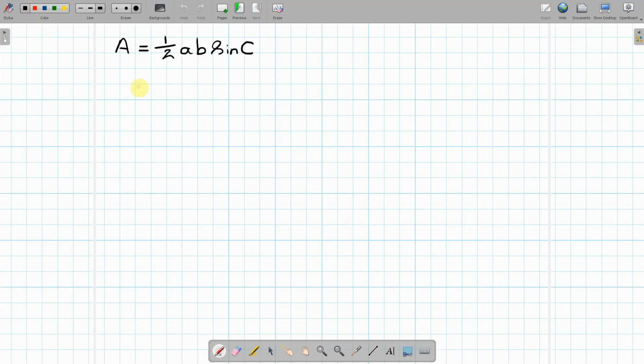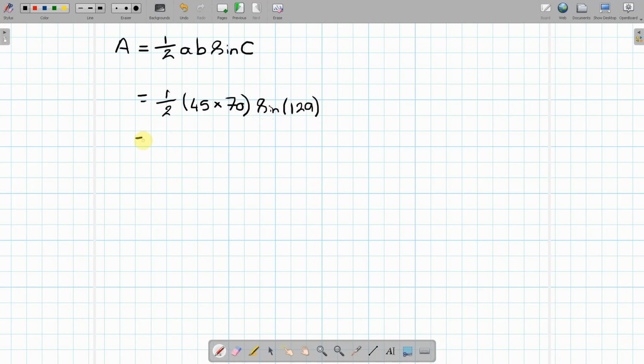So if we plug the values that we have into the formula, then it will look something like this. So it's going to be a half times 45 times 70, bracket, and then it's going to be sine of the angle, which was 129.